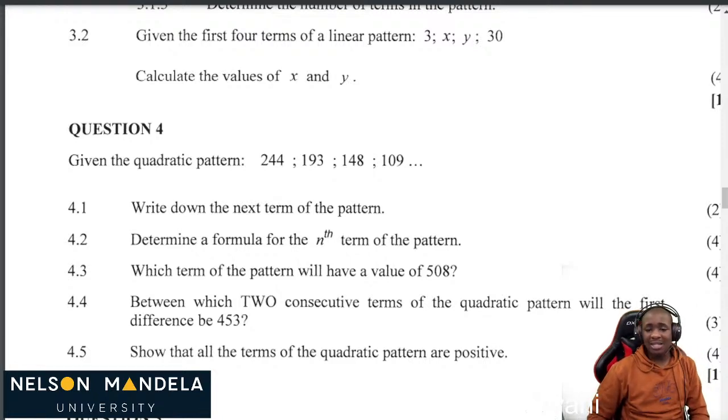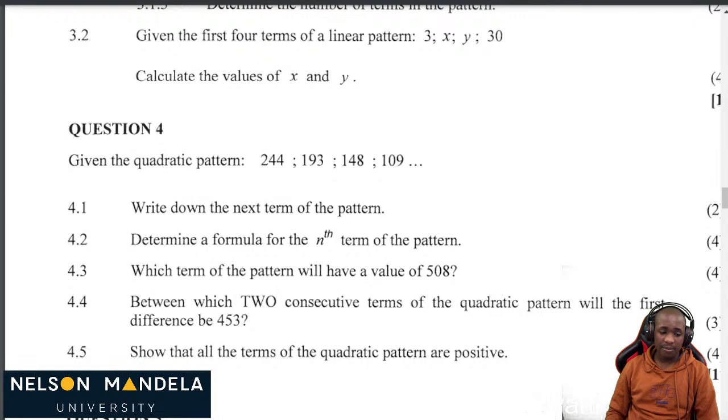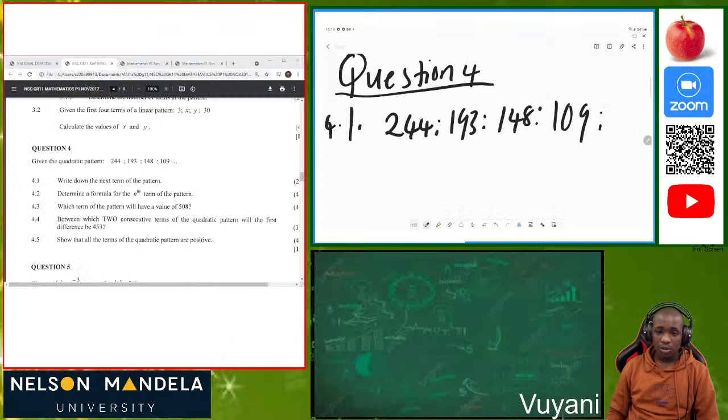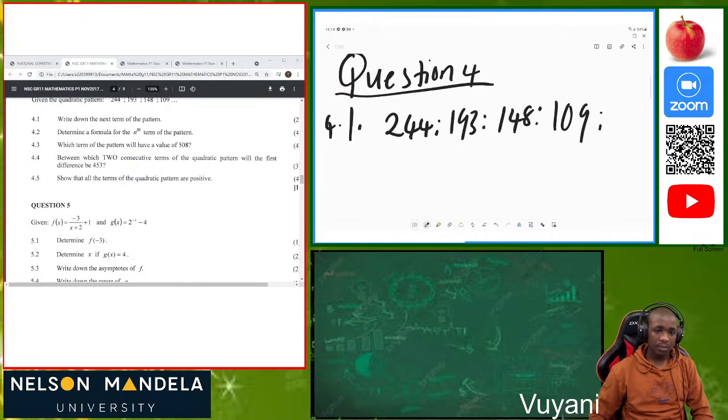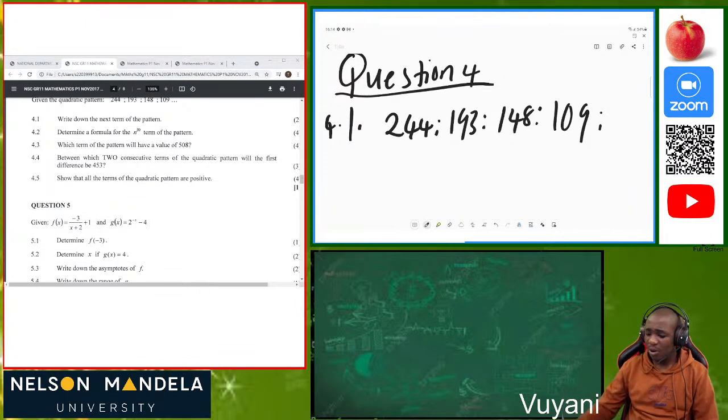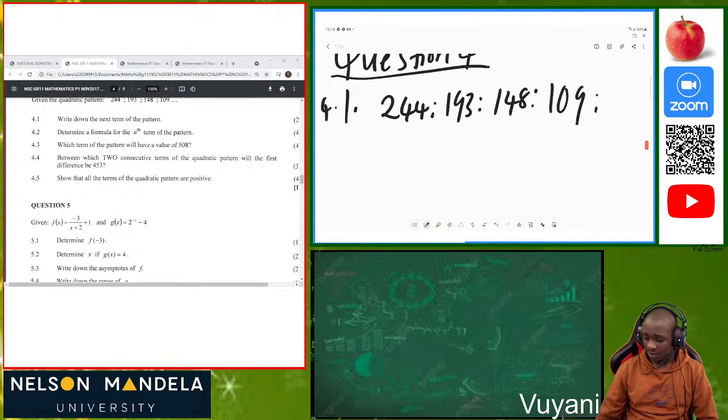Question 4.1: write down the next term of the pattern. We are given 244, 193, 148, and 109. So we have to calculate the next term, 2 marks. So this is a quadratic pattern, and since it is a quadratic pattern, we know that it has a second common difference.